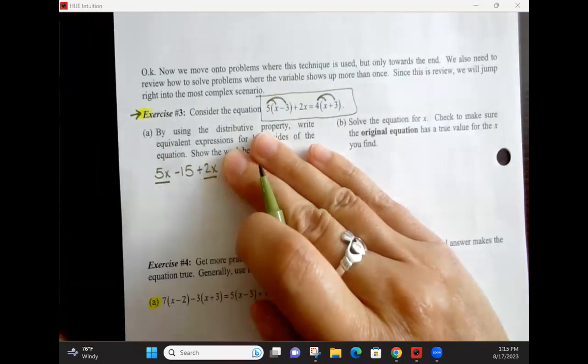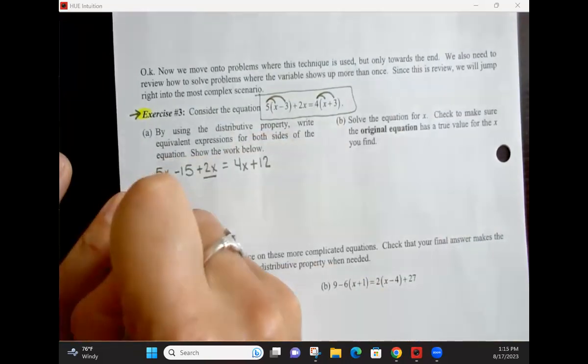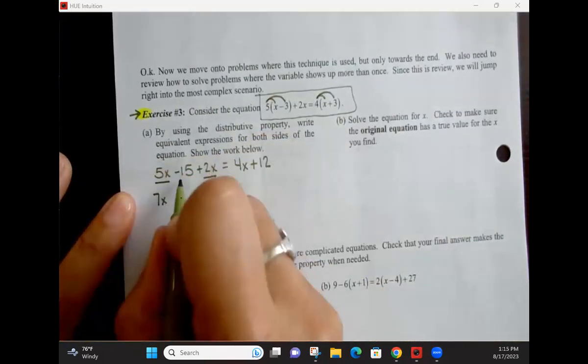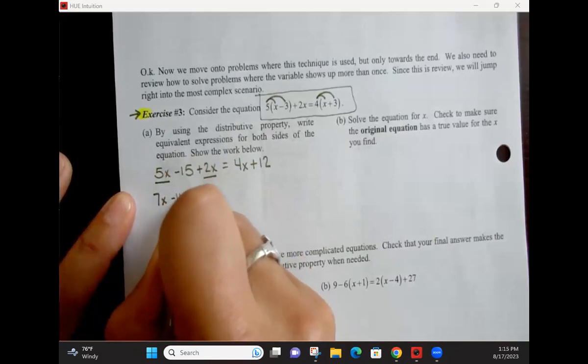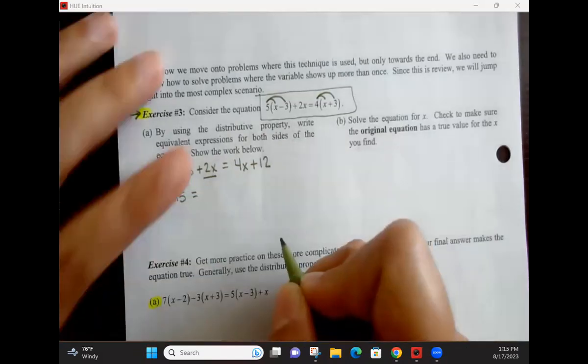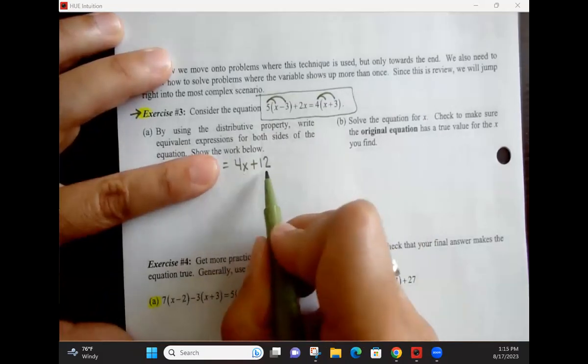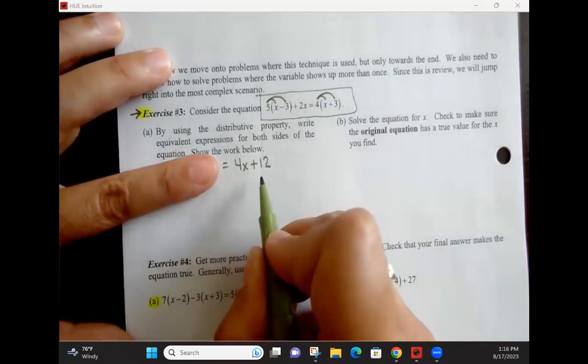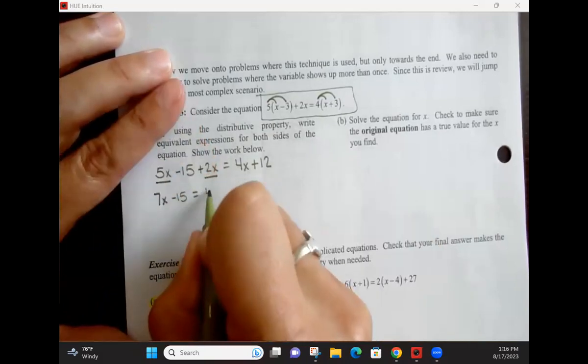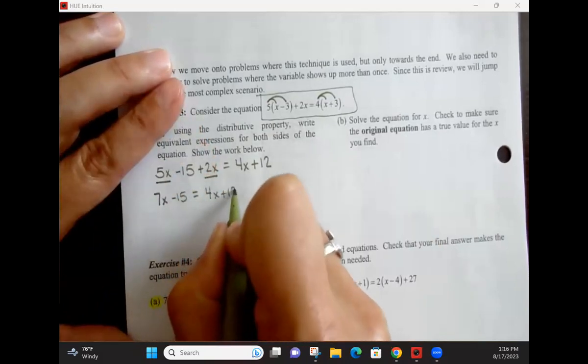So 5x plus 2x gives us 7x minus 15 equals. On the other side of our equation, I've got an x and a constant term. Those are not like terms. I don't want to combine them. I'm just going to recopy this, 4x plus 12.